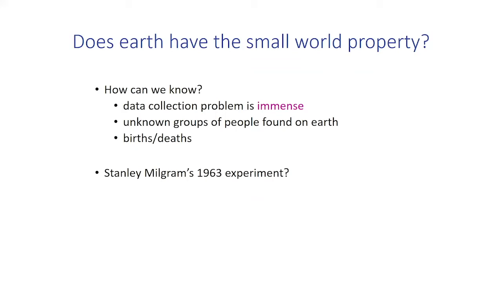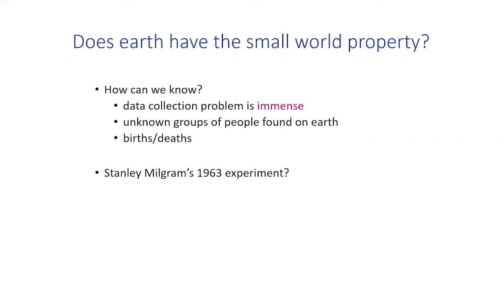There were attempts to prove that this is an actual property of the graph, but how would we make sure of that? How do we know that the world's diameter is 6? The data collection problem is immense. By the time you're done collecting the data, people die, people are born. There might be unknown groups of people. When I was growing up, every so often they would find lost tribes in the middle of a rainforest somewhere. So there might be disconnected components that we don't know about until we know about them, and then they're not disconnected anymore.